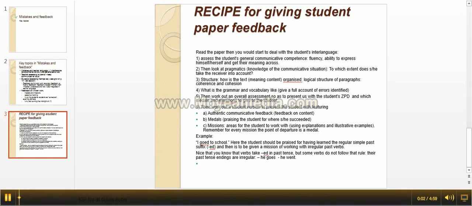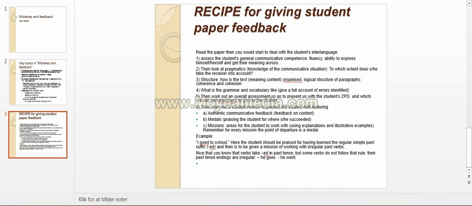We saw in giving student paper feedback, or feedback on student papers, we still like to keep a communicative focus, and we'd like to work with the paper as a language in its own right, the student's interlanguage, and we want to help the student improve his communicative competence. So the first thing to look at is actually the student's general communicative competence.